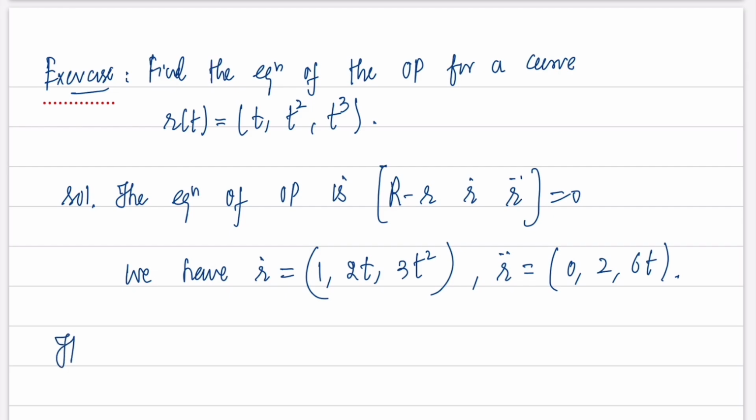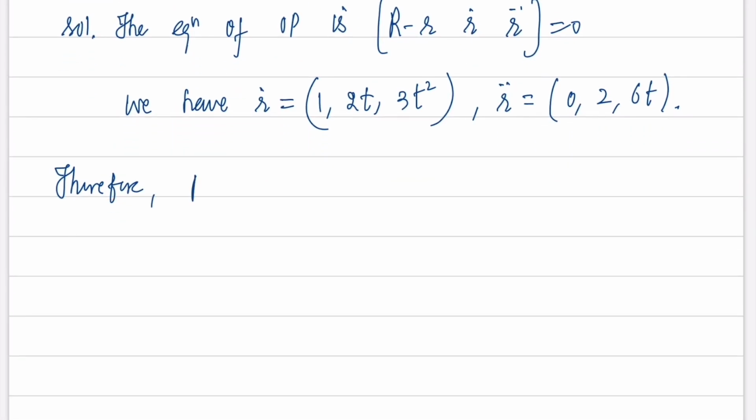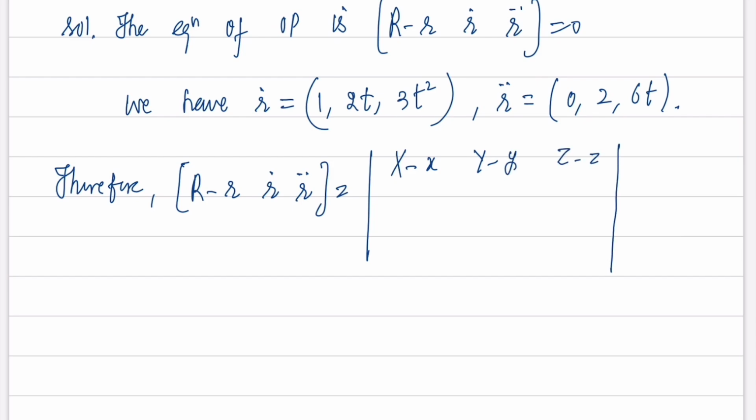So therefore the scalar triple product is [R minus R0, R dot, R double dot]. This matrix is the determinant of: first we will have the coordinates for R minus R0, which we can write as x minus x0, y minus y0, z minus z0. And similarly for R dot, the coordinates are 1, 2t, 3t square, and now the third row is 0, 2, 6t.